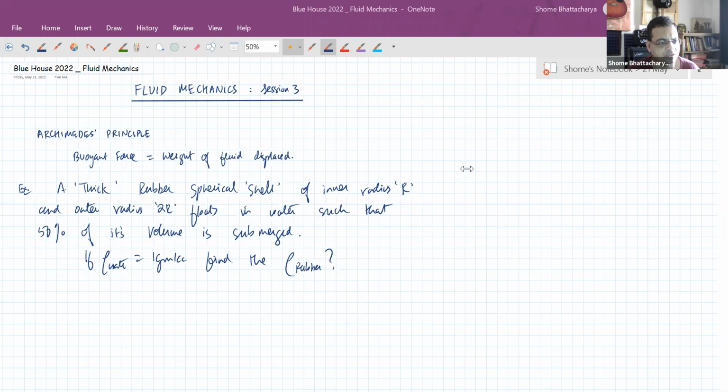It's a hollow spherical shell. Yes, Pratyush, it's not a thin shell. So that's why I said it's a hollow spherical, but it's thick. Its inner radius is R and outer radius is 2R. Yes, the outer radius is 2R.